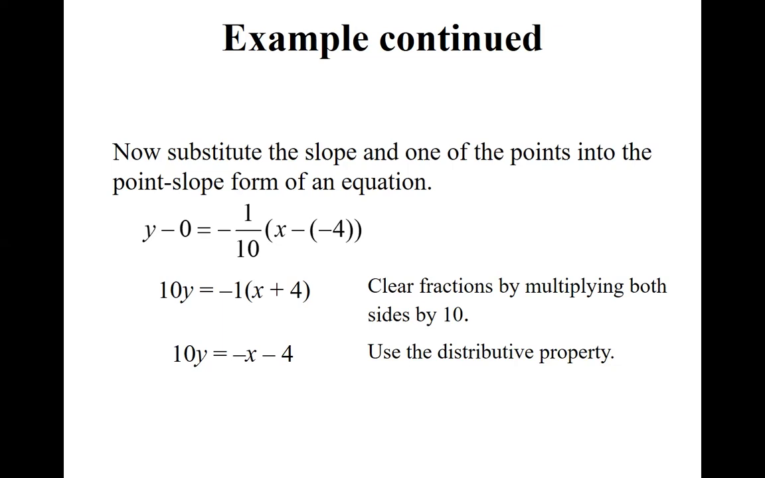And be careful here. Don't divide both sides by 10. We wouldn't be going in the right direction. That would be undoing what we just did. Remember, this one wanted to be in standard form, the x and the y on the same side. So let's add x to both sides, and that'll get us into standard form. X plus 10y equals negative 4.